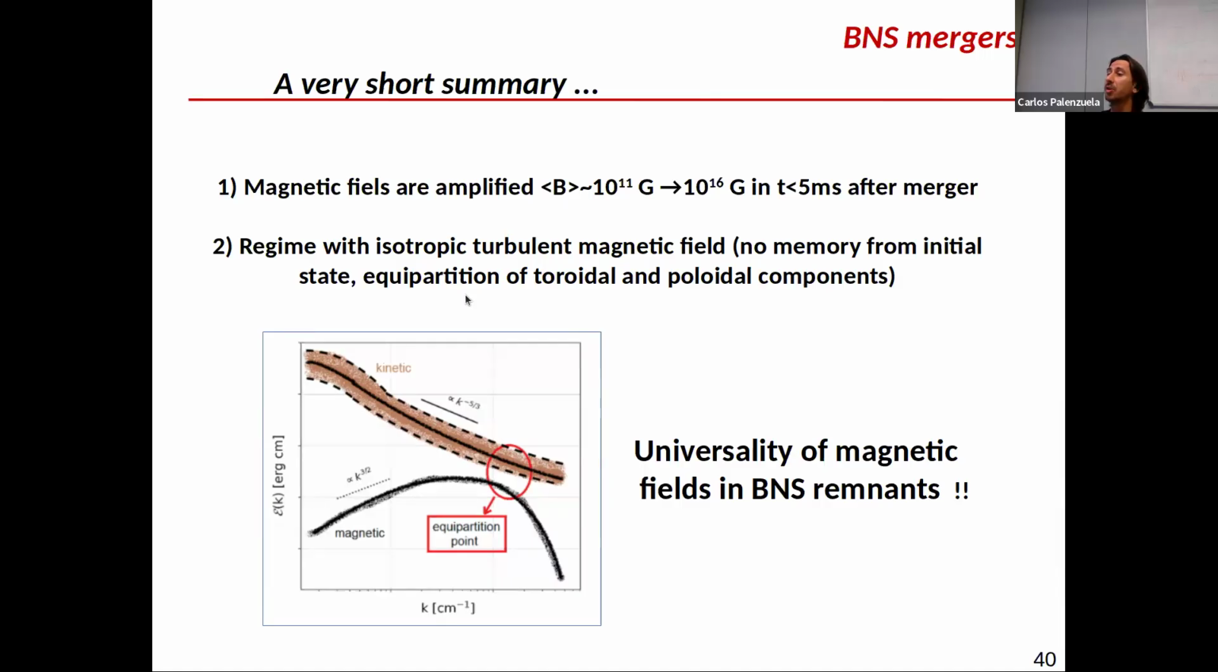So there is some sort of universality of the magnetic fields in BNS remnants, because the turbulent state produced by this Kelvin-Helmholtz instability basically erases any memory of the initial magnetic field and produces a turbulent, isotropic one with a very strong magnitude. And this is something that happens for any small magnetic field that you set, or for any binary parameter.